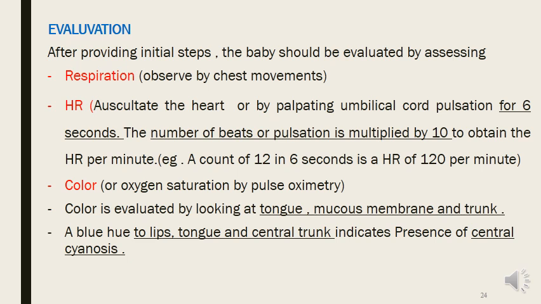We can evaluate heart rate either by auscultation or by palpating the umbilical cord pulsation for 6 seconds. For example, the number of beats or pulsations is multiplied by 10 to obtain the heart rate per minute.